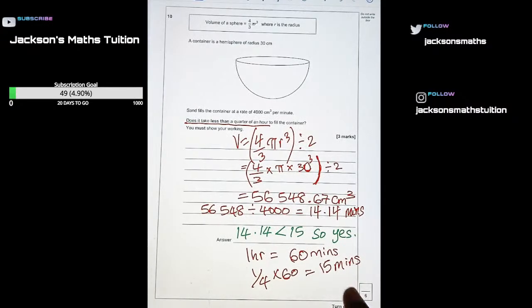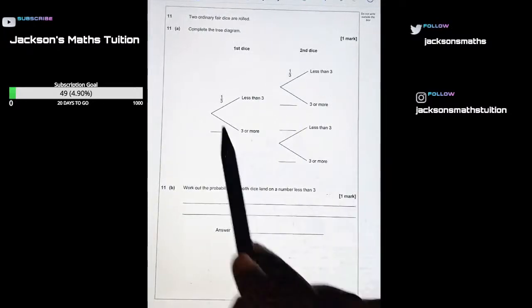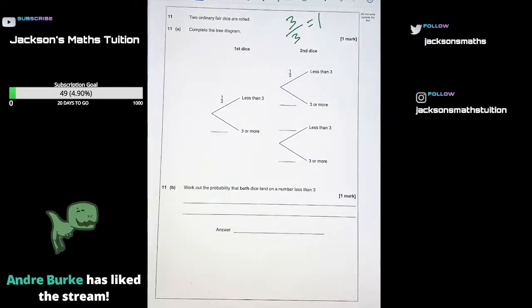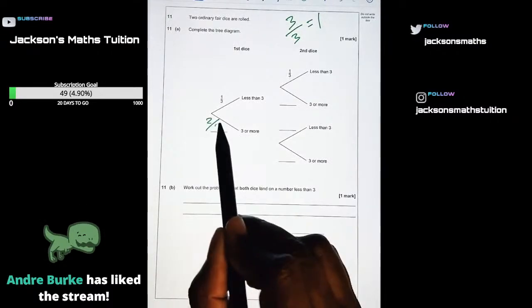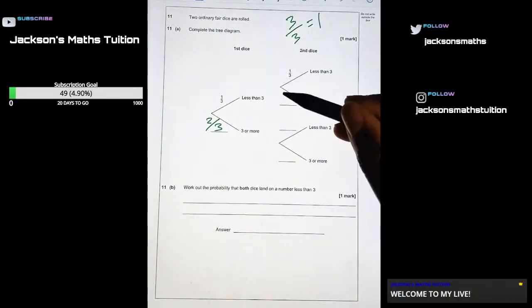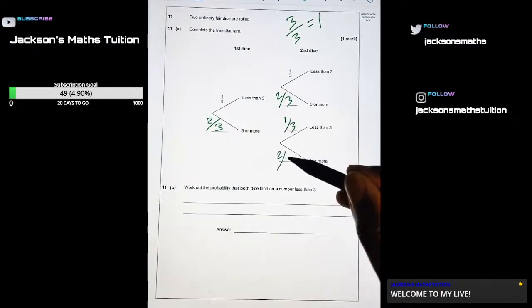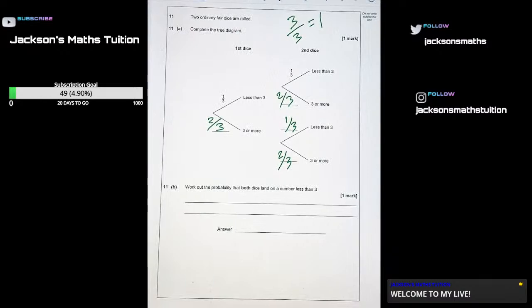Okay. Question 11. 2 ordinary fair dice are rolled. Complete the tree diagram. Probability is out of 1. So if the denominator here is going to be 3, then it's going to be 3 out of 3, which is the same thing as 1. So if this is 1/3, then this is going to be 2/3. And you repeat the same thing over here and fill in the diagram for an easy 1 mark.